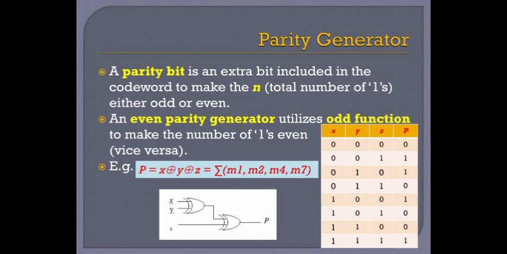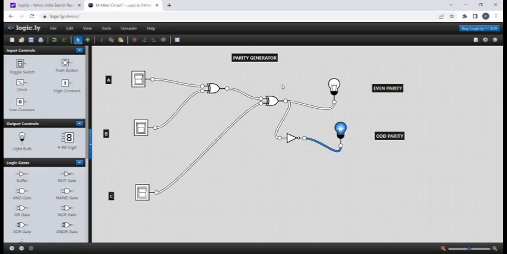Example of parity generator and truth table of parity generator, and there is also a logic diagram for parity generator. Let's check the simulation for parity generator. So this is parity generator. This is how we should give the connection.